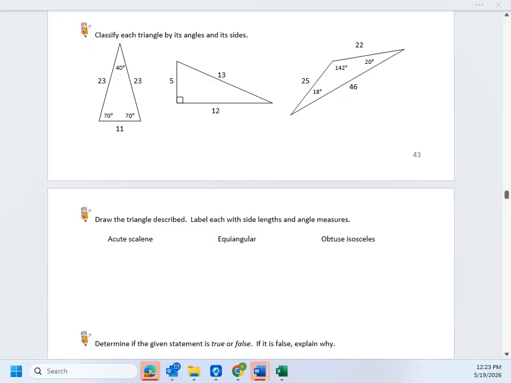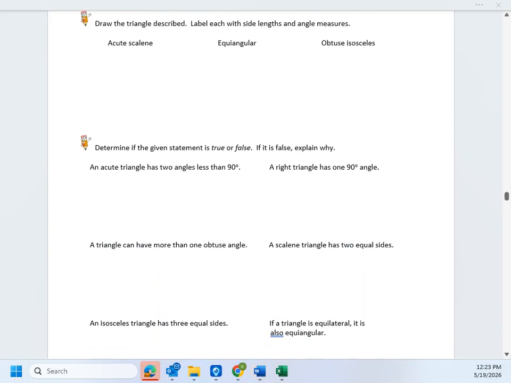All right, our work page for today. You are going to draw the triangle, describe it, and label each side length and angle measurement. So if it's scalene, what can you label the sides with? If it's an acute scalene, label the degrees appropriately. Remember, when we're doing angle measurements, they all have to add to equal what number? 180. 180 degrees. Keep that in mind. Pay attention if they're acute, equiangular, or obtuse.